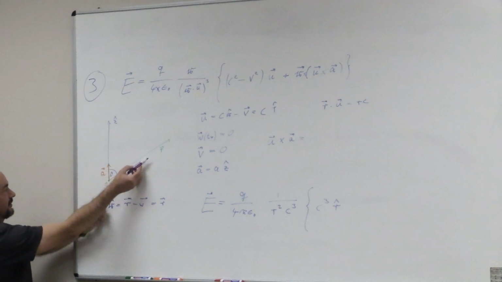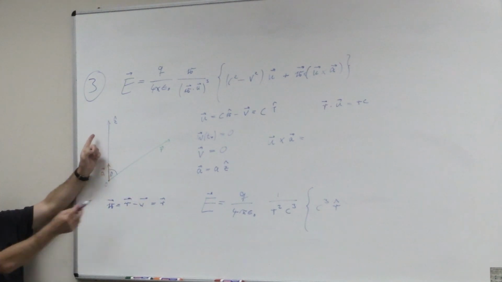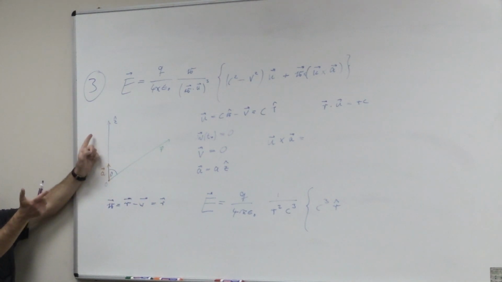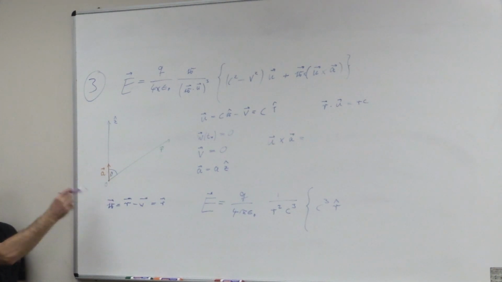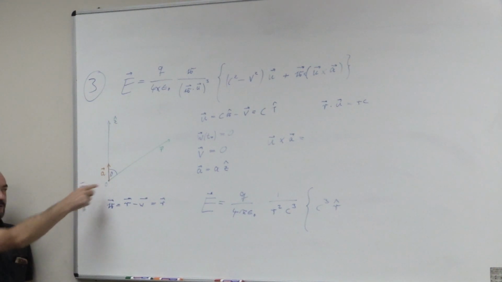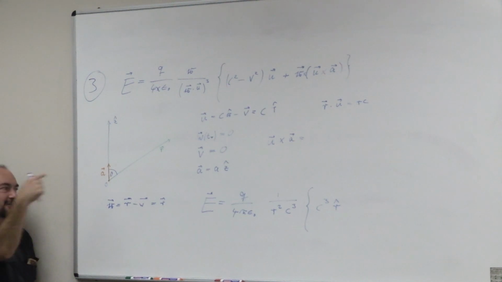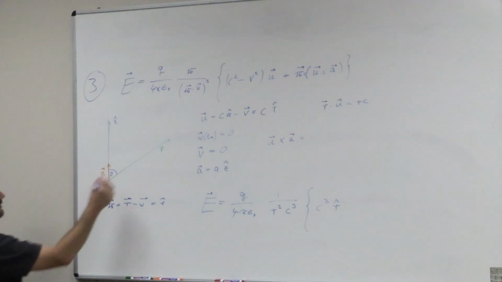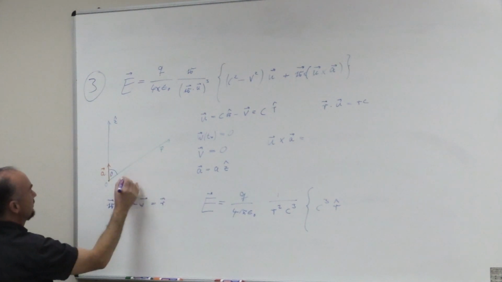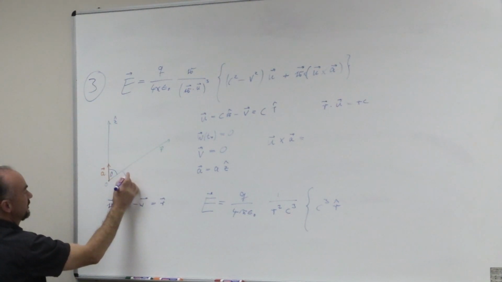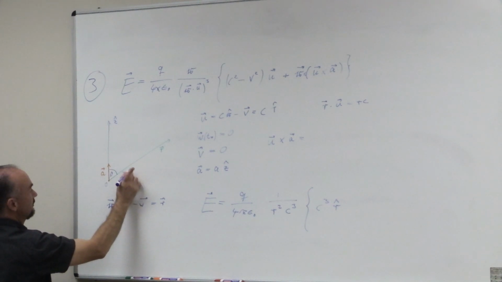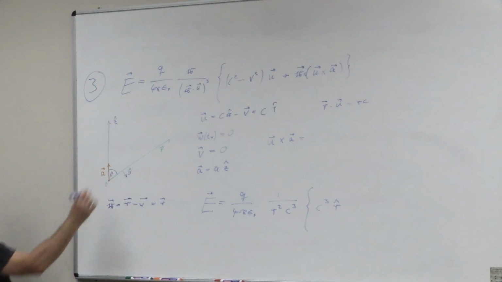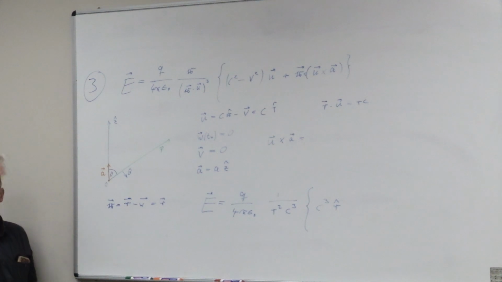This vector cross this vector. Cross product points in what direction? Perpendicular to both of them, right? So it points actually into the board. Which unit vector is that? So this would be our r unit vector. The theta unit vector goes in this direction, right? What comes out of the board is the phi unit vector. Right?